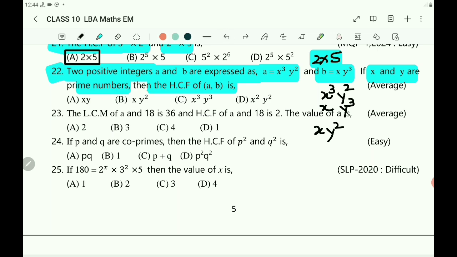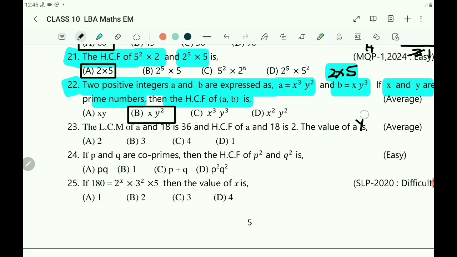That is the answer. So what is the first option? Option A, xy. It is not an answer. Option B, xy square is there. It is an answer. Option C, x cube y cube is there. It is not an answer. Option D, x square y square is there. It is not an answer. So you take xy square.